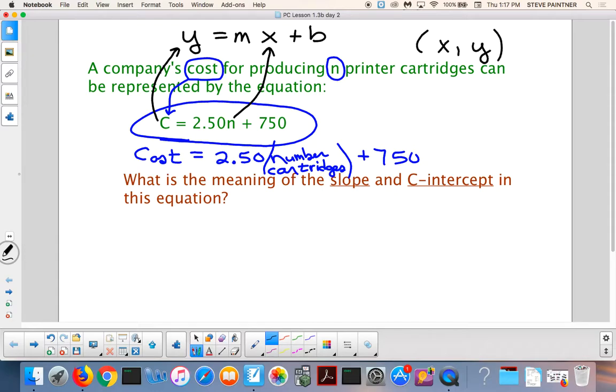Every point is x comma y, but in your case, it's not x, y, it's going to be what? Is it NZ? Yeah. N for x, C for y. So yeah, it's NC. Okay? All right, now, so you have this equation. It's the cost of a company. What is the meaning of the what? Slope. And what is the meaning of, not the y-intercept, the what intercept? C-intercept. Okay?